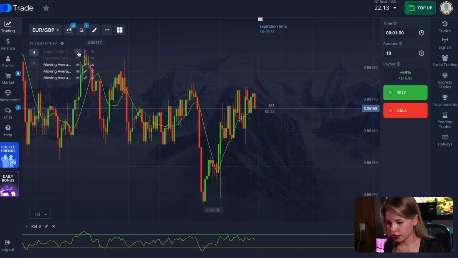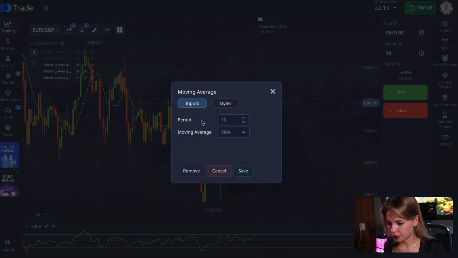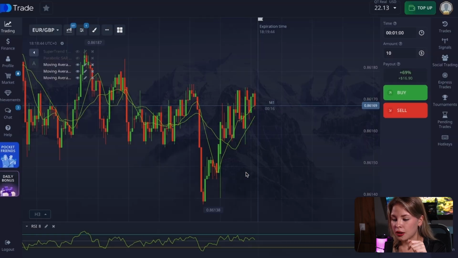And the third one, 200 here, and the color will be purple. Okay, and save. So now I'm ready to explain you what all these lines mean. Now you can just see them on the chart.